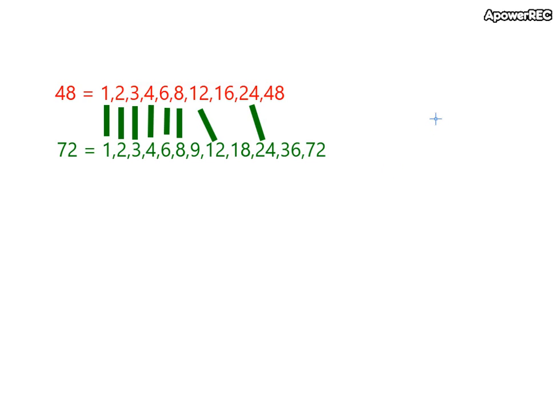So in this case we see that 12 is dividing 48, and 24 divides 48, and 24 also divides 72. It's the largest such integer. So the GCD of 48 and 72 is 24.